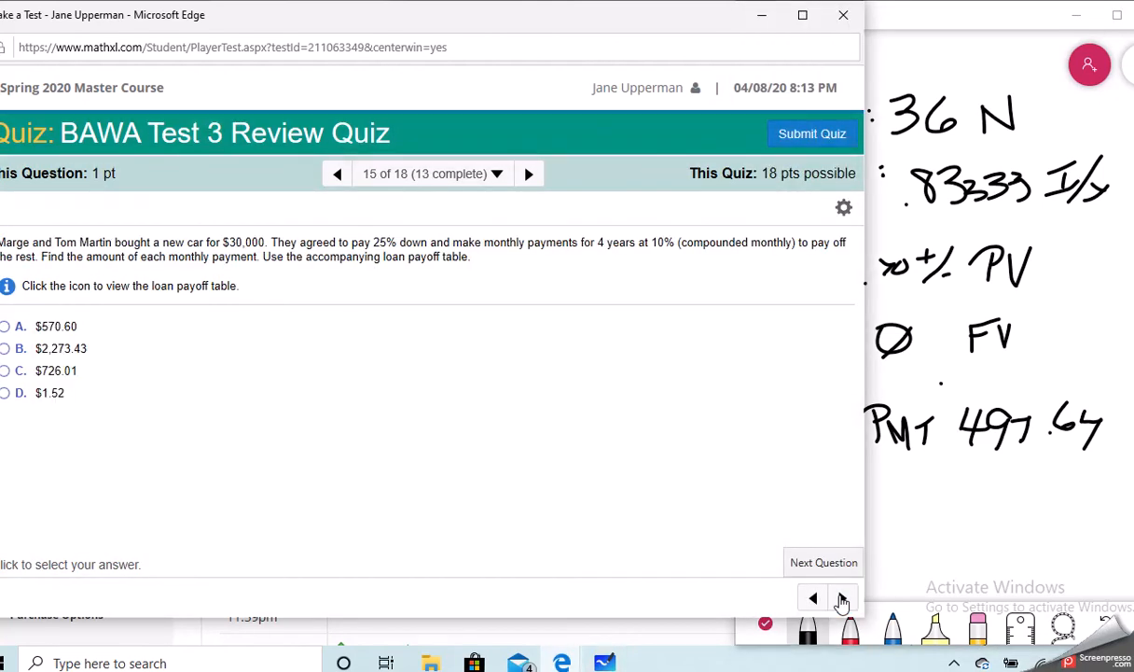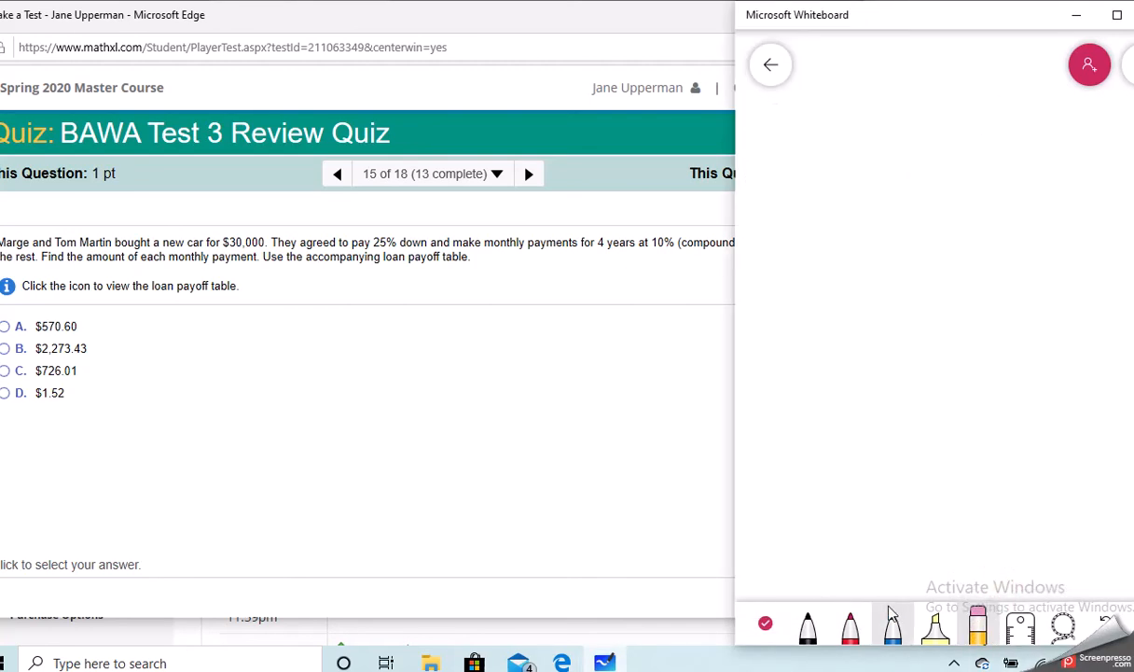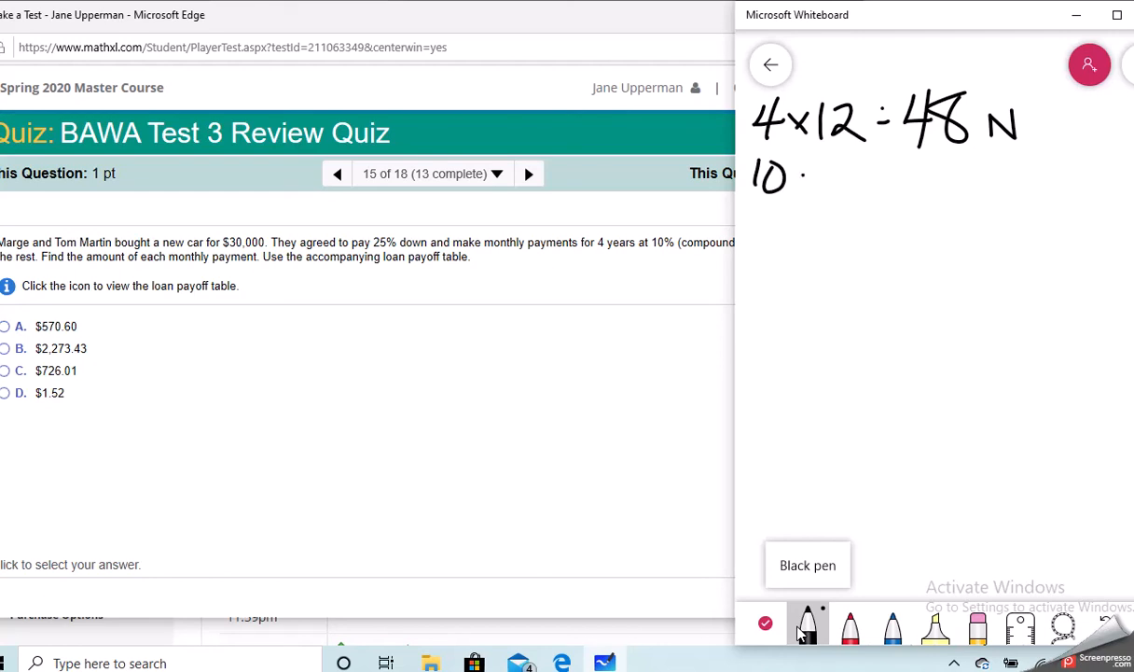So, okay, then we have Marge and Tom bought a new car for $30,000. They put 25% down and will make monthly payments for 4 years. So find the amount of the monthly payment. So if we come back over here, clear this out. Our N is going to be the 4 years times 12. So there's 48 monthly payments. The IY is the same. It's the 10% divided by 12, which is the 0.833333, same as the last one.